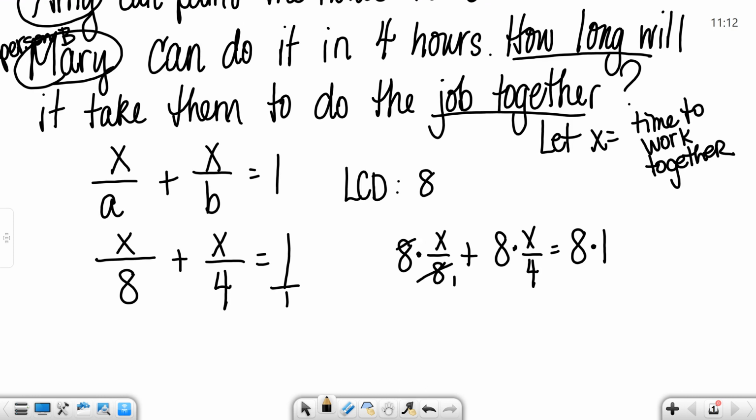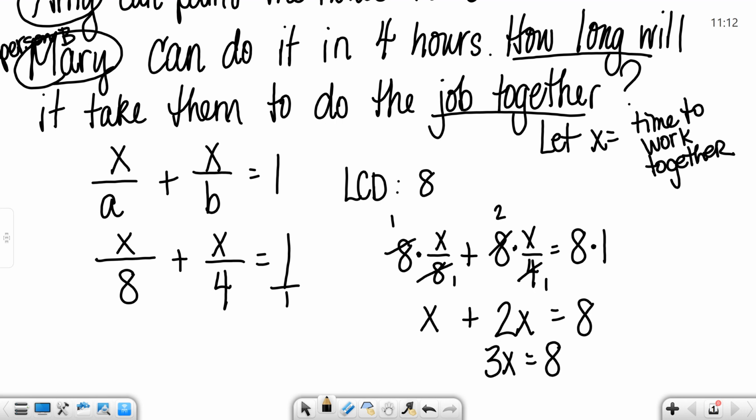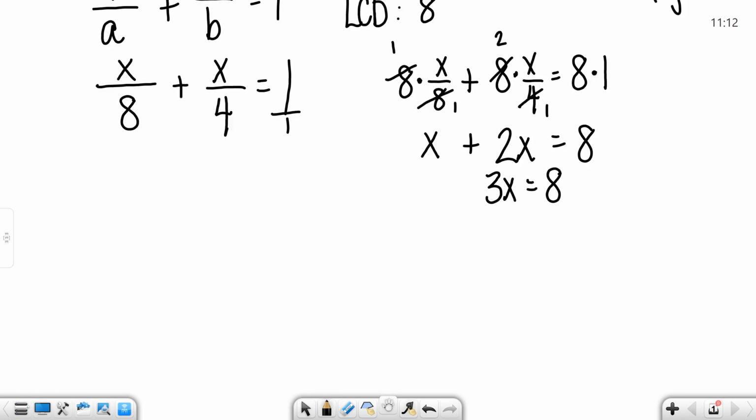All right, I've got common factors, so I'm left with x. 4 goes into 8 twice, so 2 times x, and 8 times 1 is 8. So x plus 2x is 3x. Divide both sides by 3.